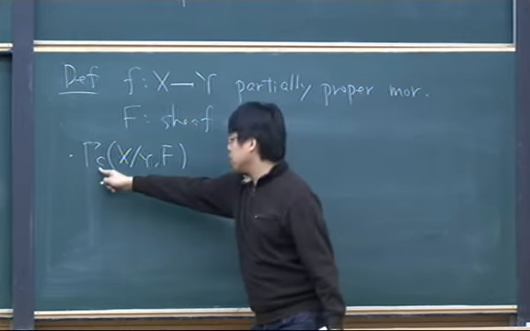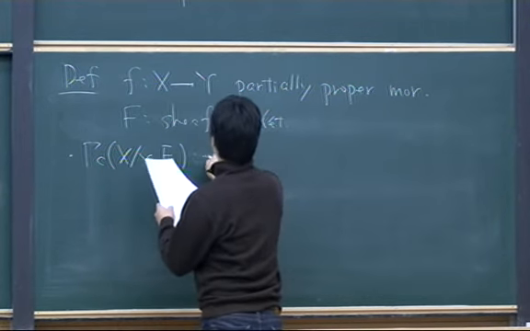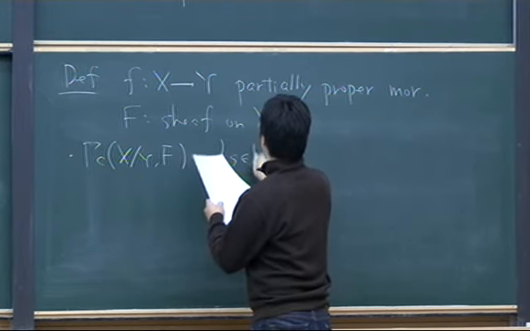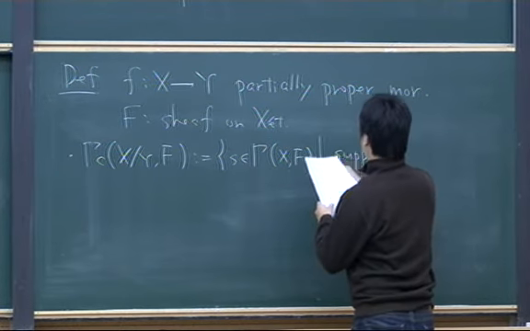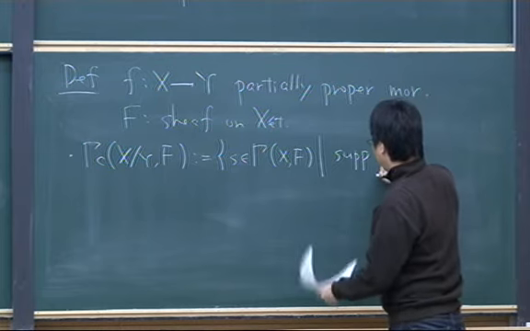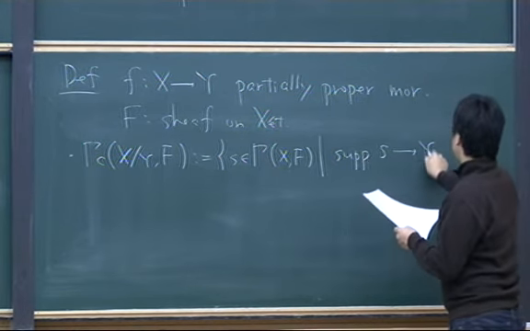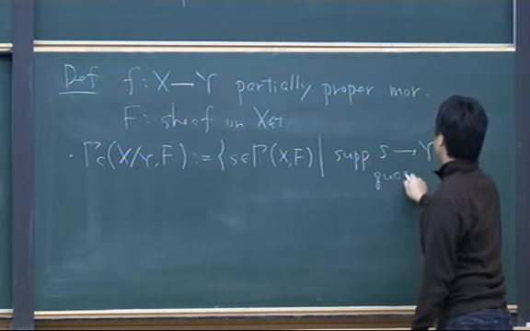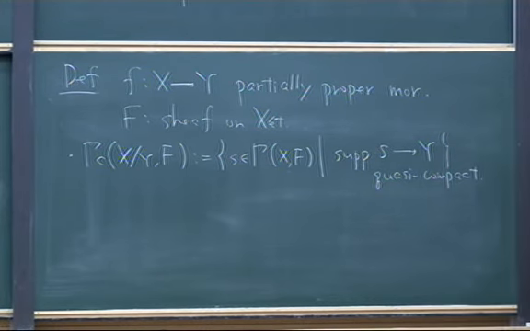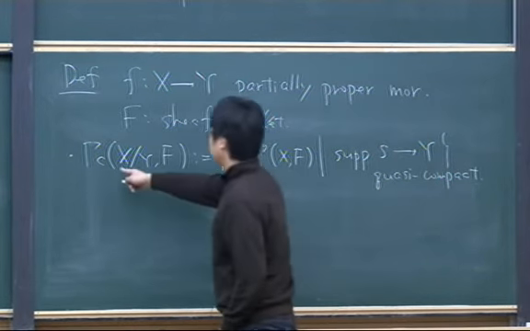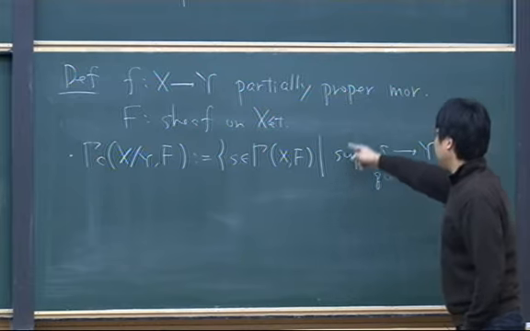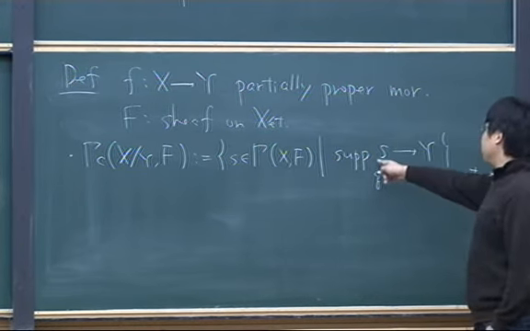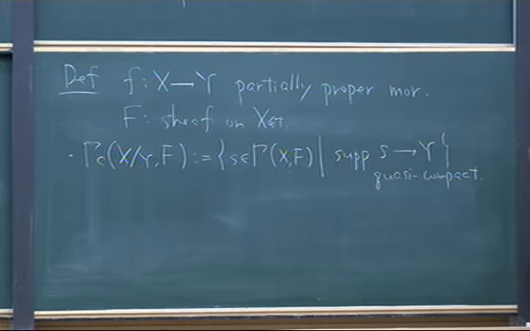This is the compactly supported sections of F over Y, which consists of the sections of F over X such that the support S, which is a closed subset of X, is quasi-compact over Y. This is the definition of a compactly supported section. The support S is a closed subset of X. So we have a continuous map of topological spaces, and we assume that this map is quasi-compact.